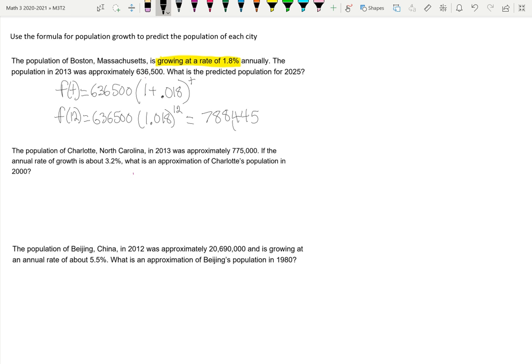I'm going to repeat this process. The function for Charlotte, North Carolina was approximately 775,000. It was growing. So I'm going to take 1 and add it to 0.032, and then it's going to be raised to t. So the function in terms of how many years? Well, in 2013, it was approximately 775,000.